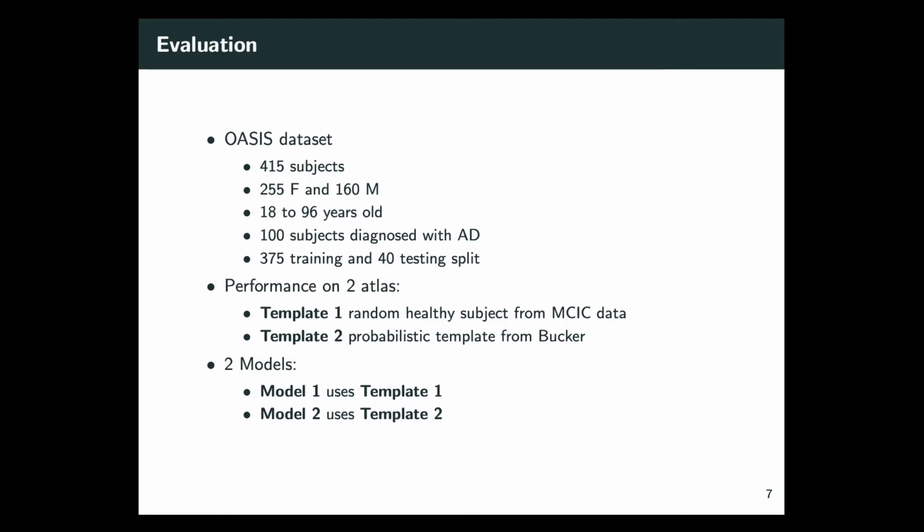We experimented with two templates. For the first template, called template 1, we used the one-hot encoded segmentation from an independent healthy subject in the MCIC dataset. For the second template, we use a probabilistic template from the Buckner dataset. Since we have two different templates, we have two different models. Model 1 uses template 1, and Model 2 uses template 2.